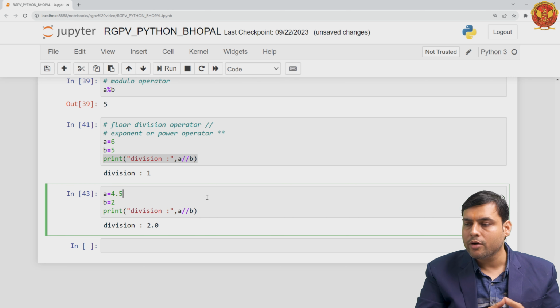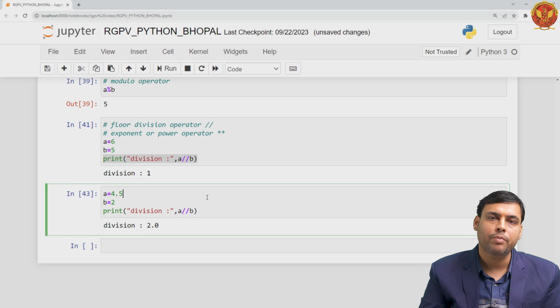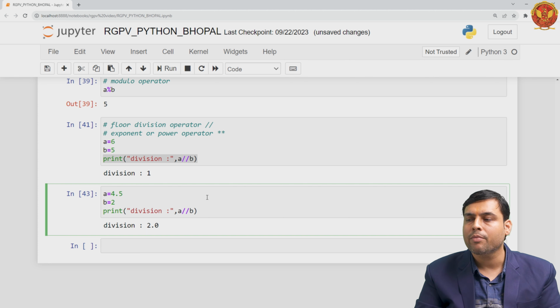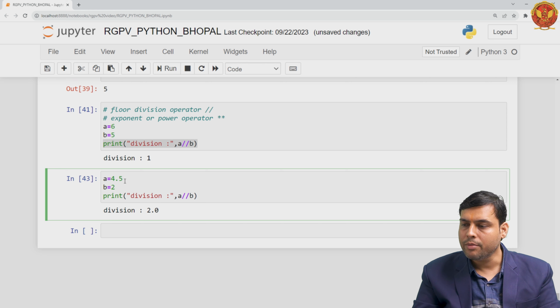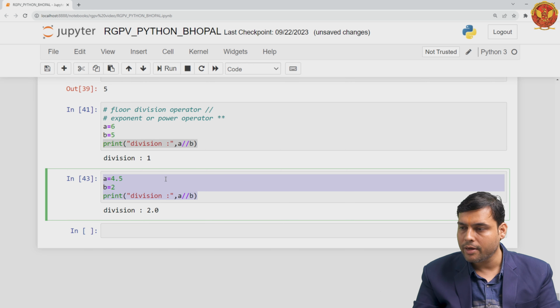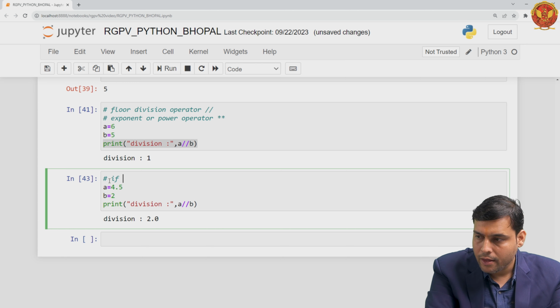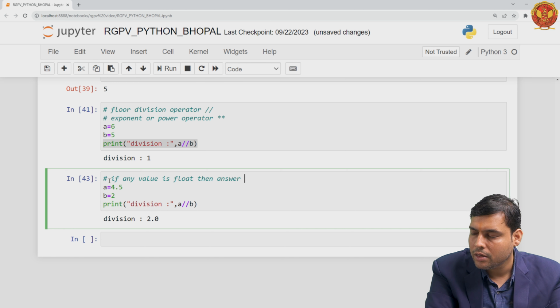ये इंटीजर पार्ट रिटर्न करेगा उसका, लेकिन यदि आपने फ्लोट वैल्यू एक भी प्लेस पर दे दी है, तो उसको फ्लोट वैल्यू के फॉर्म में ही आपको वो डेटा रिटर्न करेगा फ्लोर डिवीजन ऑपरेटर। तो ये बहुत इंपॉर्टेंट पॉइंट है, इसके बारे में ध्यान रखने वाला है। If any value is float, then the answer would be float.